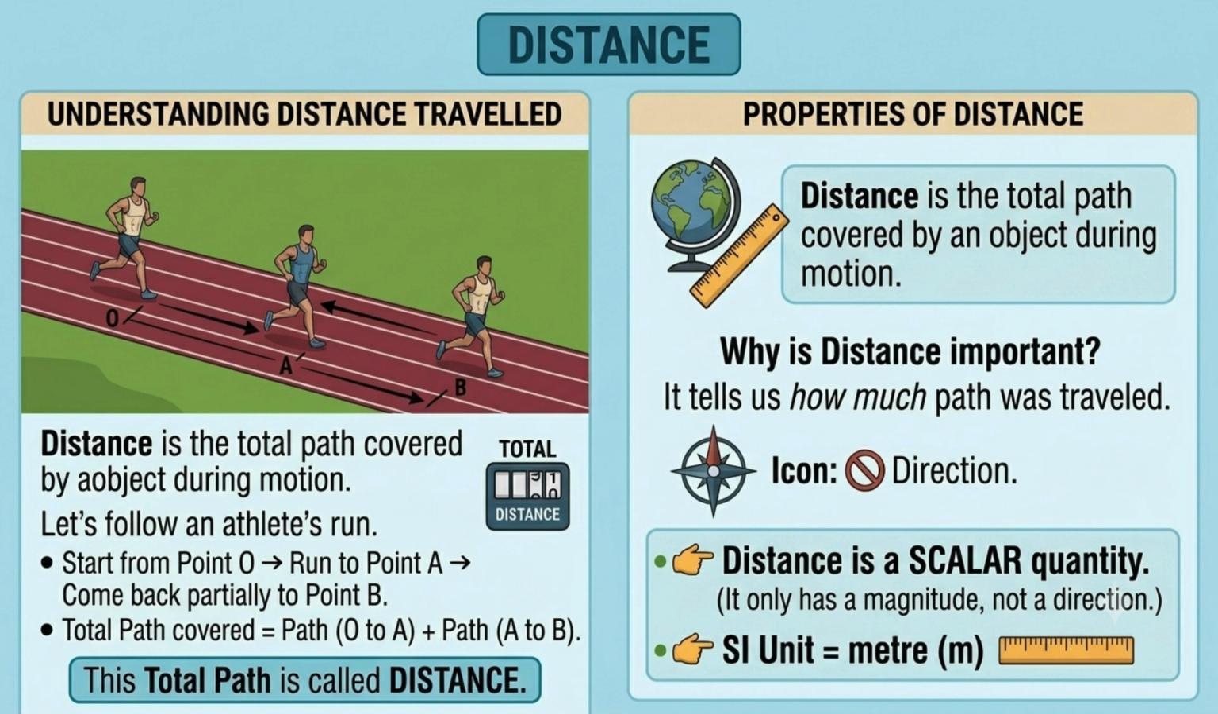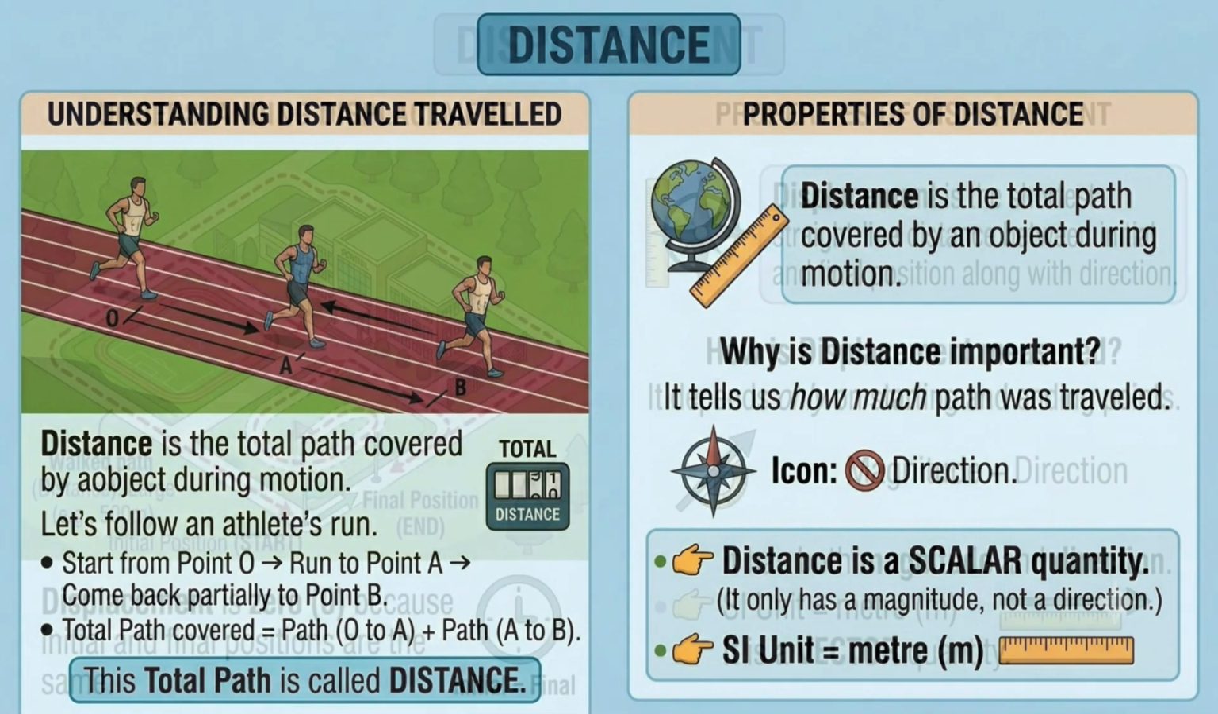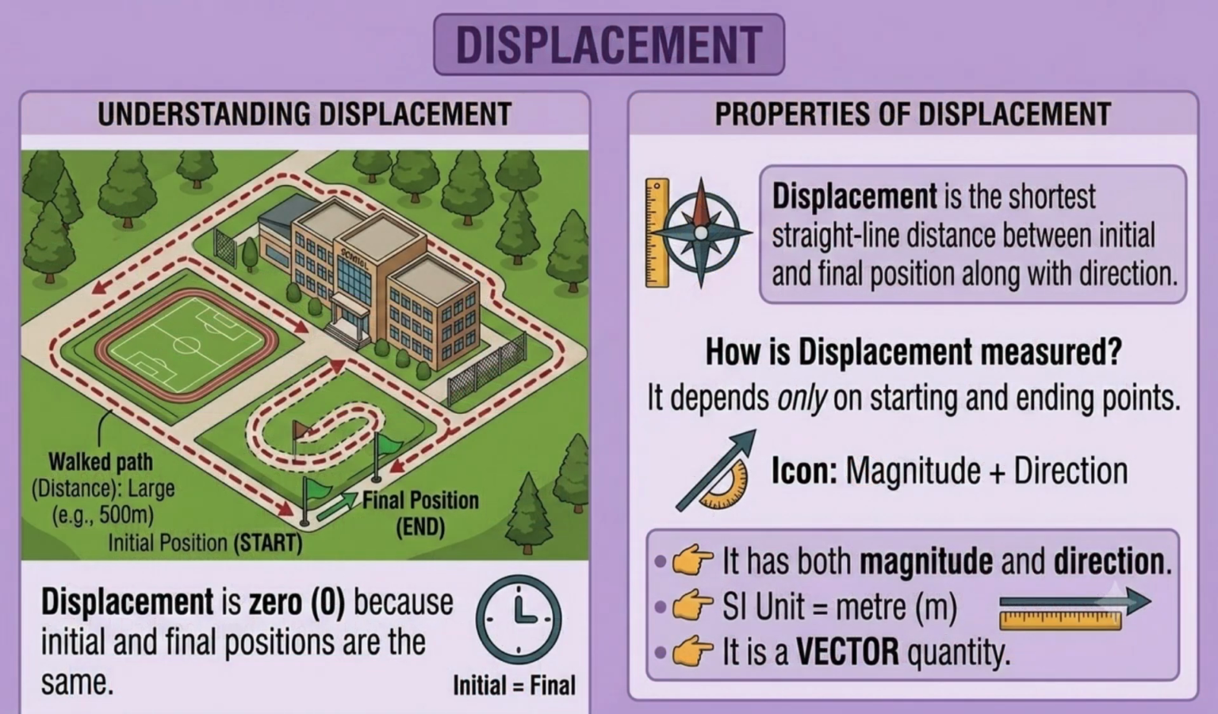Distance only tells us how much path was traveled. It does not care about direction. Therefore, distance is a scalar quantity, and its SI unit is meter, denoted by m. Displacement means the shortest straight line distance between initial and final position along with direction.